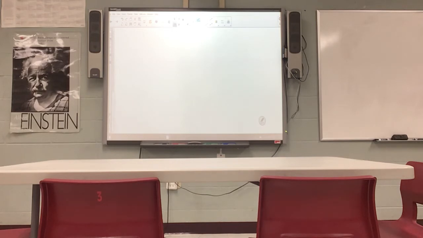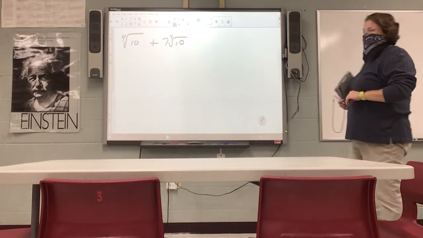Alright. I'm going to give you the 4th root of 10 plus 7 4th roots of 10. I think this phase of the notes is easier than the last one. Okay, so the directions here say simplify the expression. This type of problem always freaks people out.